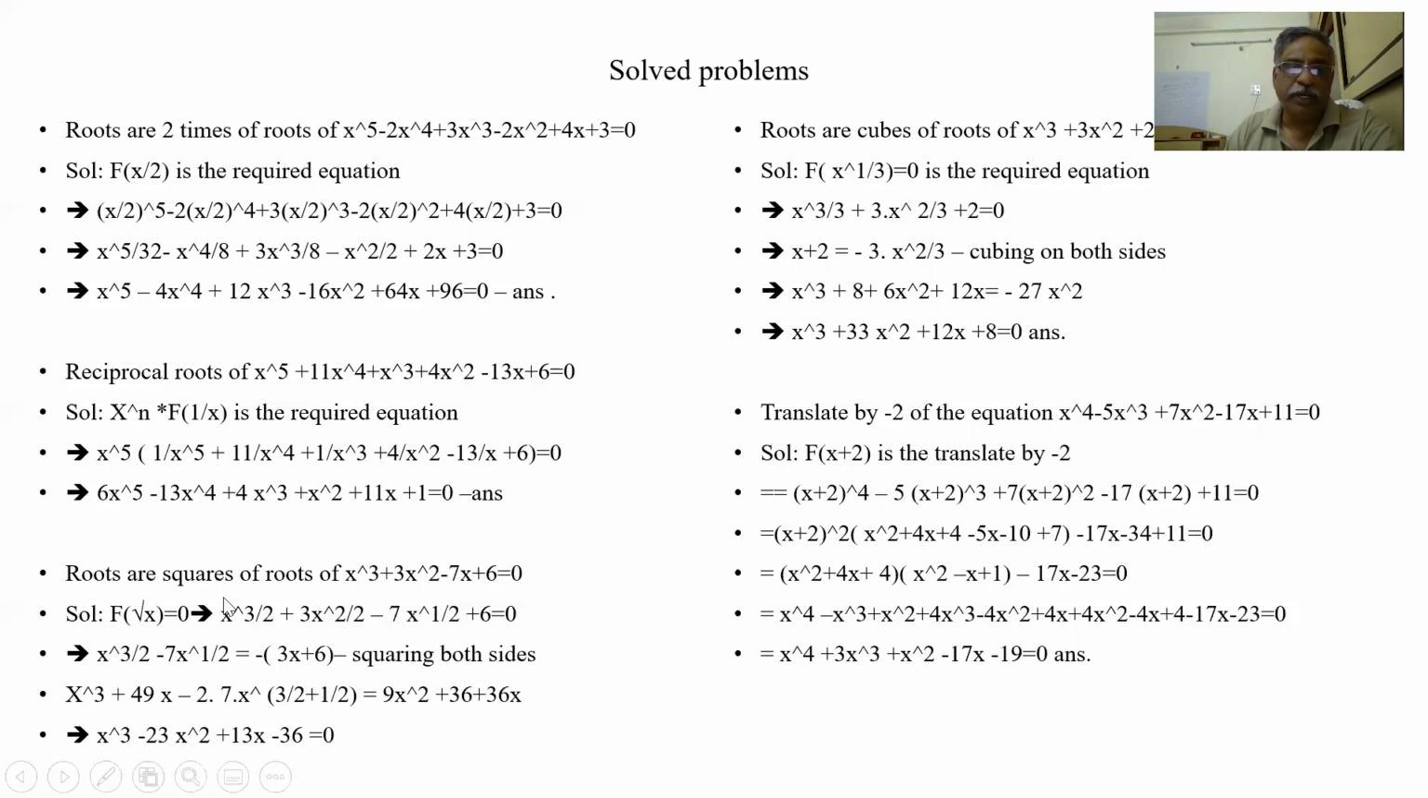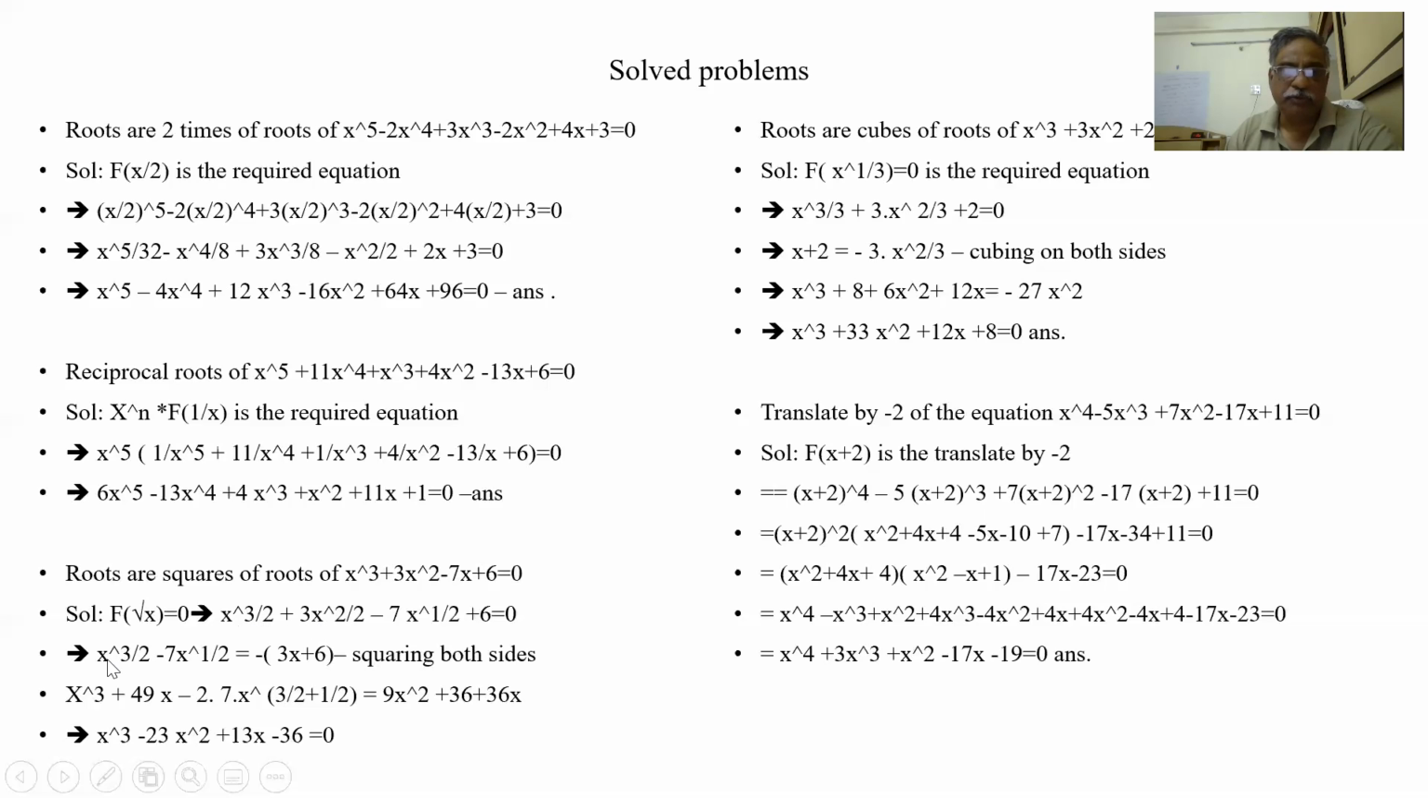Now I want squares of roots of this. I want squares of roots of this. So one way is I can substitute f of root x is 0. So x to the power of 3 by 2 plus 3x minus 7 root x plus 6 is equal to 0. So this is what, 2 by 2 get cancelled.